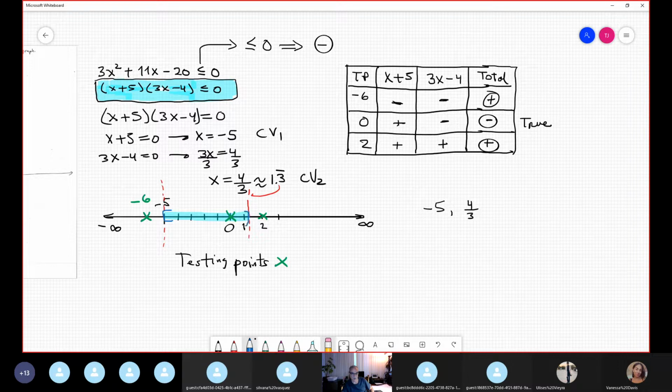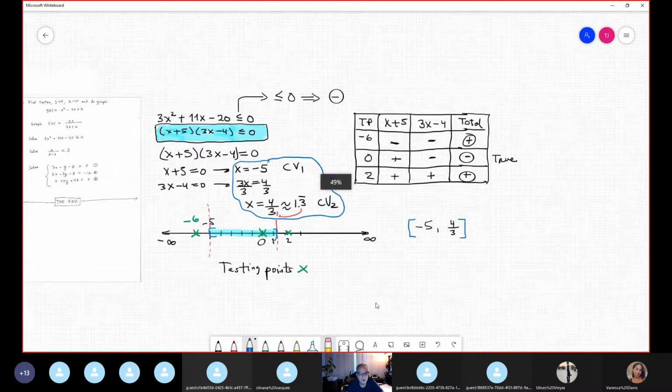How do you know the bracket? Because it's equal. Therefore, this critical value belongs to the solution. And the symbolic way to indicate this is bracket. End of the story. Any question? Super easy. I like that.